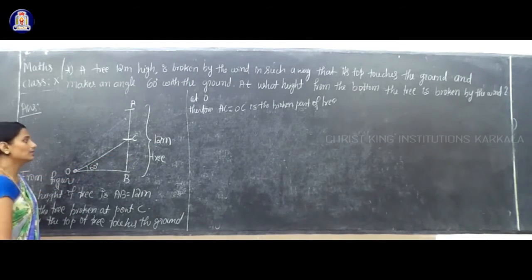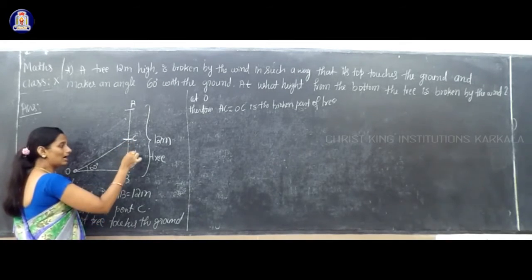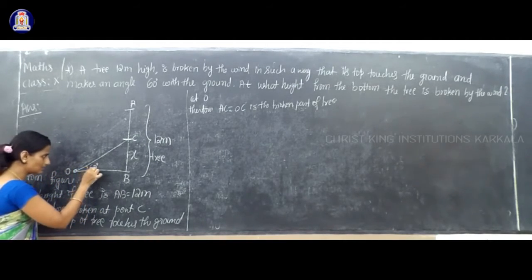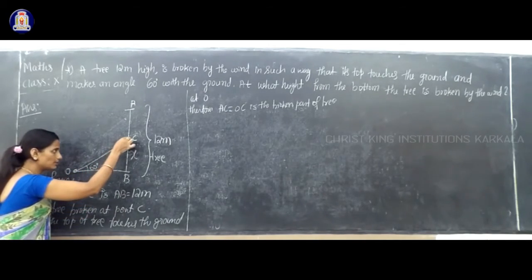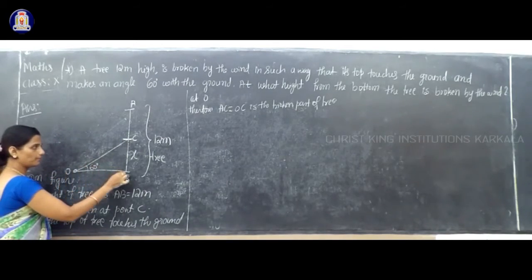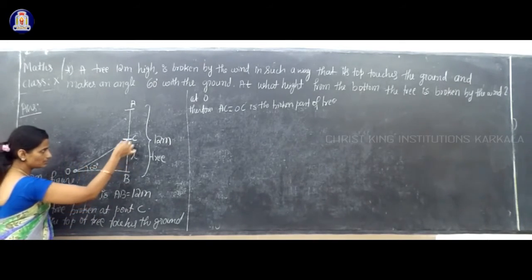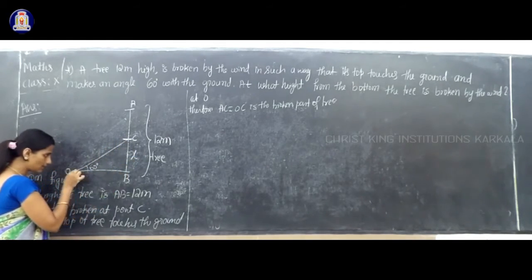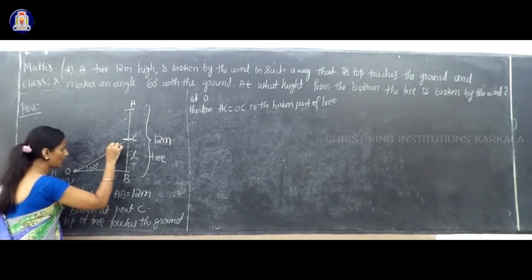So now how to find this one? Take this as x. We don't know what this distance is, so I take this as x. Now here, this is 60 degree. This 60 degree is in which triangle? Triangle OBC. So now which trigonometric ratio is better here? See, this is theta. This is your opposite side, this is your adjacent side, and this is your hypotenuse.